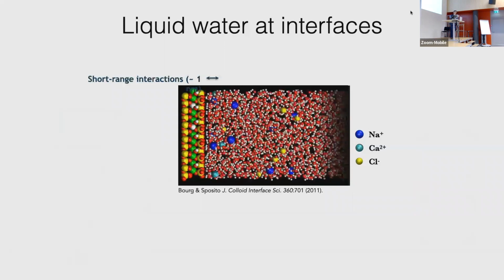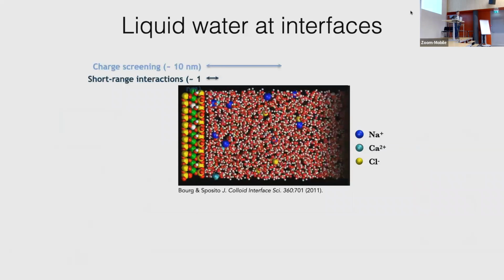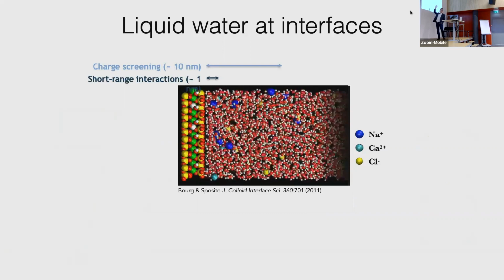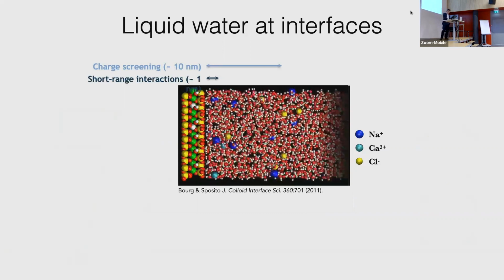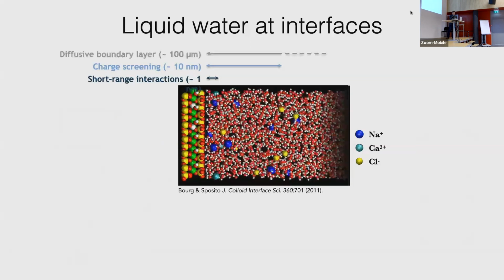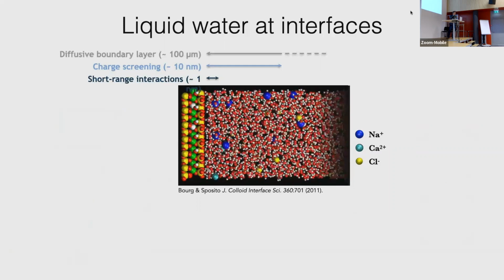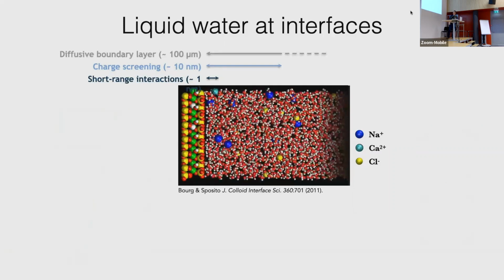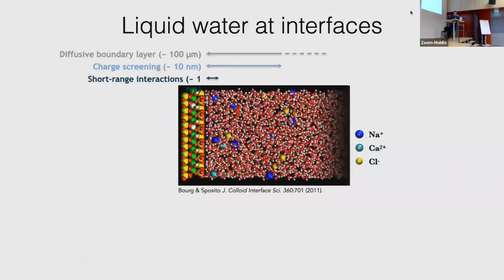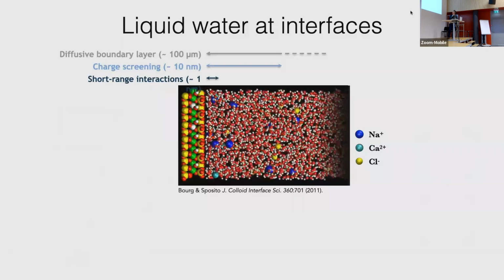On length scales of about 10 nanometers, you have longer range interactions, particularly Coulomb interactions, if this is a charged interface, that are going to affect the distribution of your charged solutes. And then on even longer length scales, the presence of the interface means that advective transport becomes much less important, particularly in the direction normal to the surface. And so other transport processes like molecular diffusion or electromigration become comparatively more important.